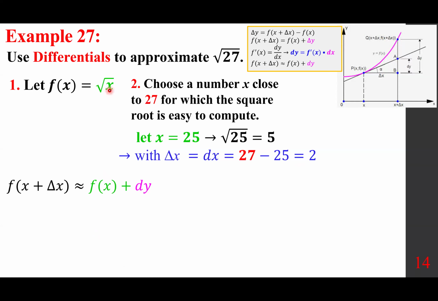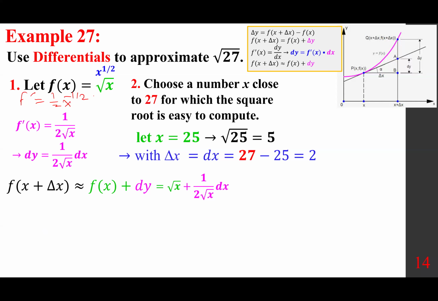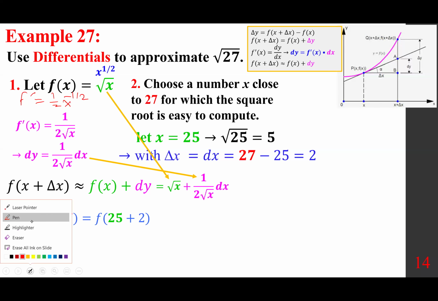To find dy, we are going to differentiate this first. We are going to write it as x to the power 1/2. And we know the derivative is 1/2 x to the power of negative 1/2, or 1 over 2 square root of x, which makes dy the same thing times dx. And now we are going to rewrite it in this fashion. So we want square root of 27, which means f of 27, which means f of 25 plus 2, which means over here, x is replaced by 25, dx by 2.